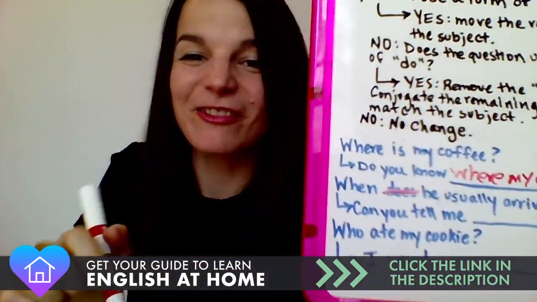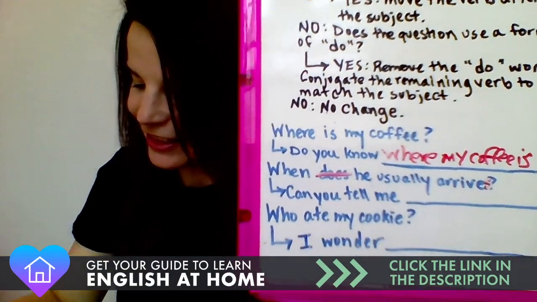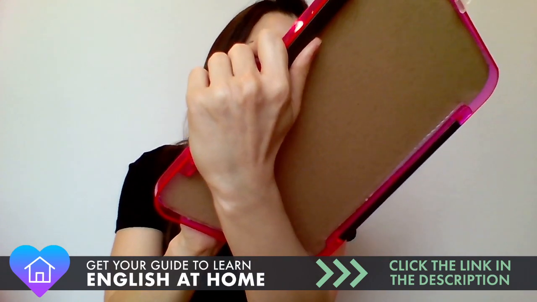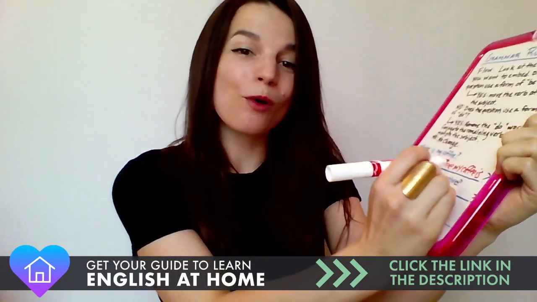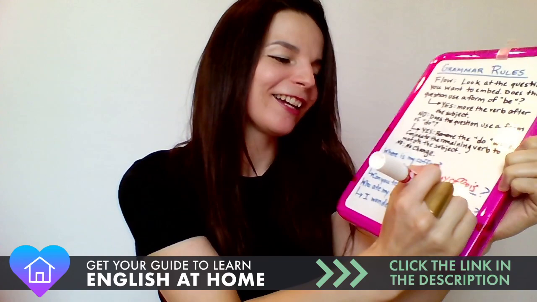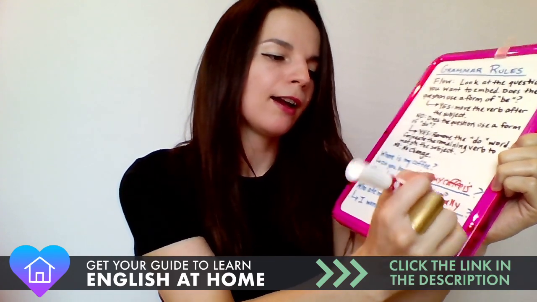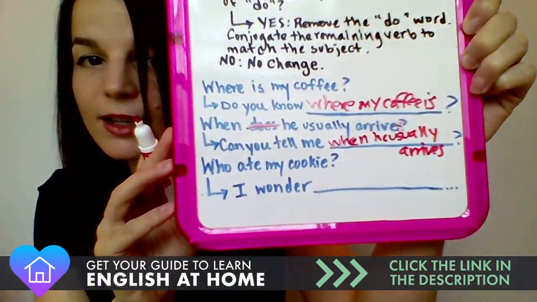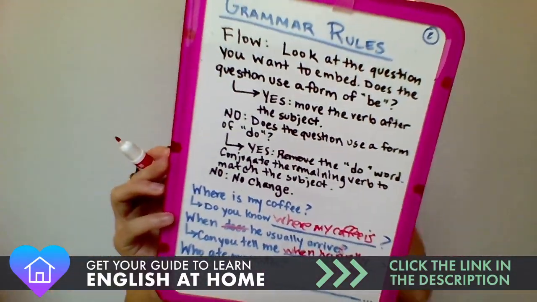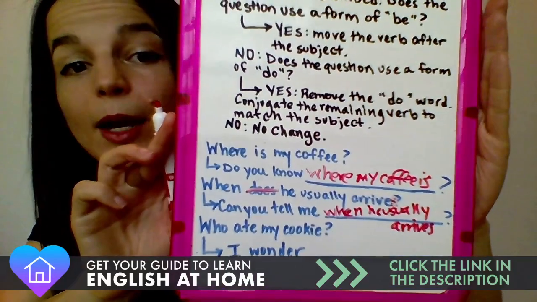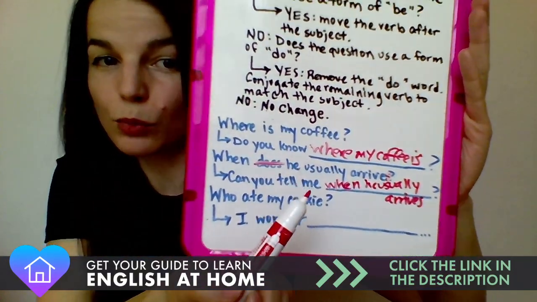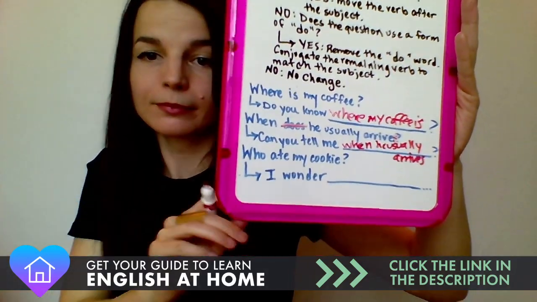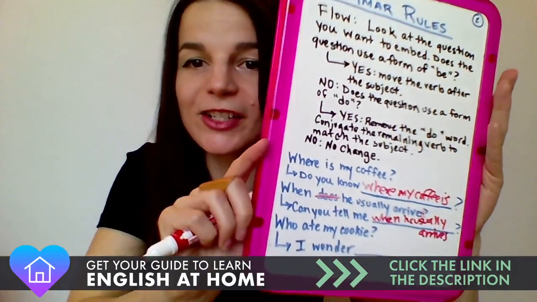Yes, very nice. Many of you are sending the correct answer in the chat. Fantastic. So I'll write it. Can you tell me when he usually arrives? So this is an example of how we change the sentence when we use a do verb, like this helping verb. Very nice job, everybody.